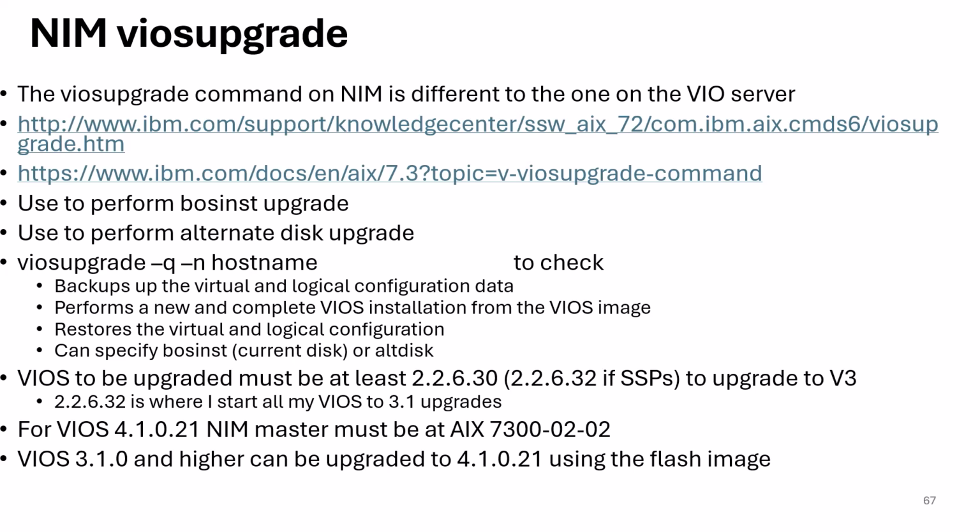In order to go from VIO Server 2.2.6 to version 3, you need to get to at least 2.2.6.30, and that's because of changes in the viosupgrade command. For VIO Server 4.1.0.21, as I mentioned, the NIM master has to be at least at 7.3.2.2, but you can actually upgrade using that flash image for 4.1.0.21 from VIOS 3.1.0 and higher. So if you're at 2.2.6, you've got to get to version 3, and then you can go to version 4, which is the latest.